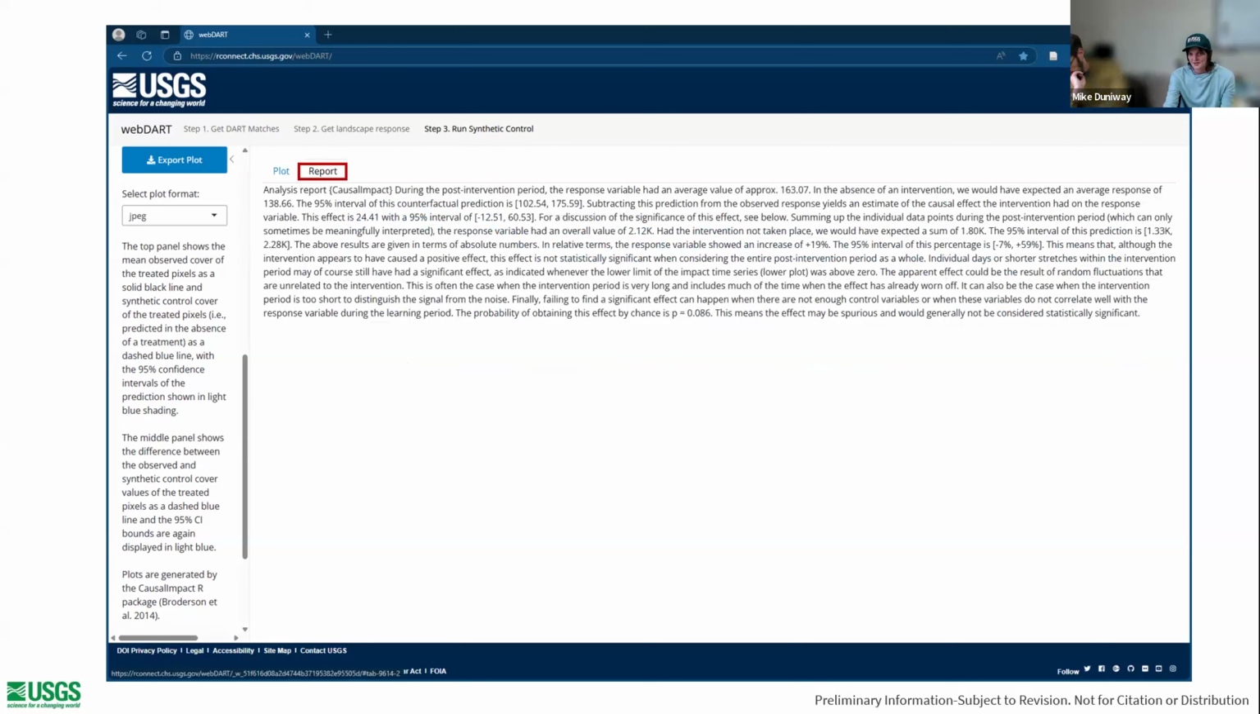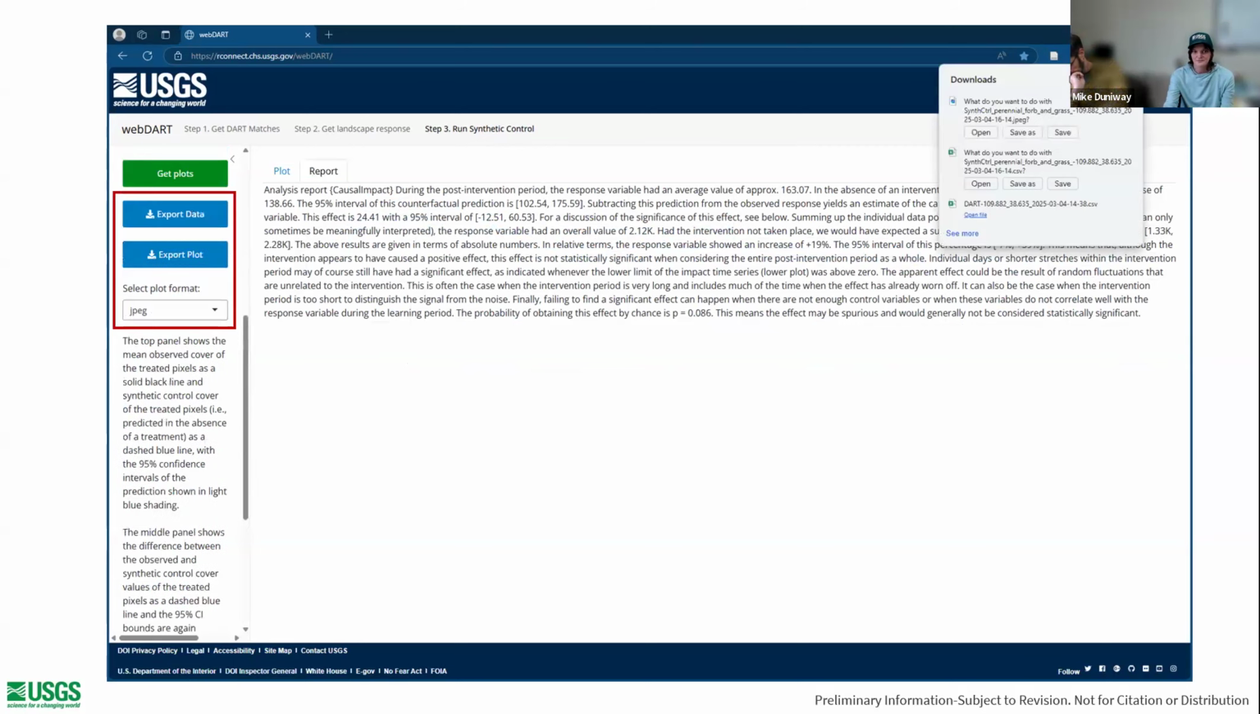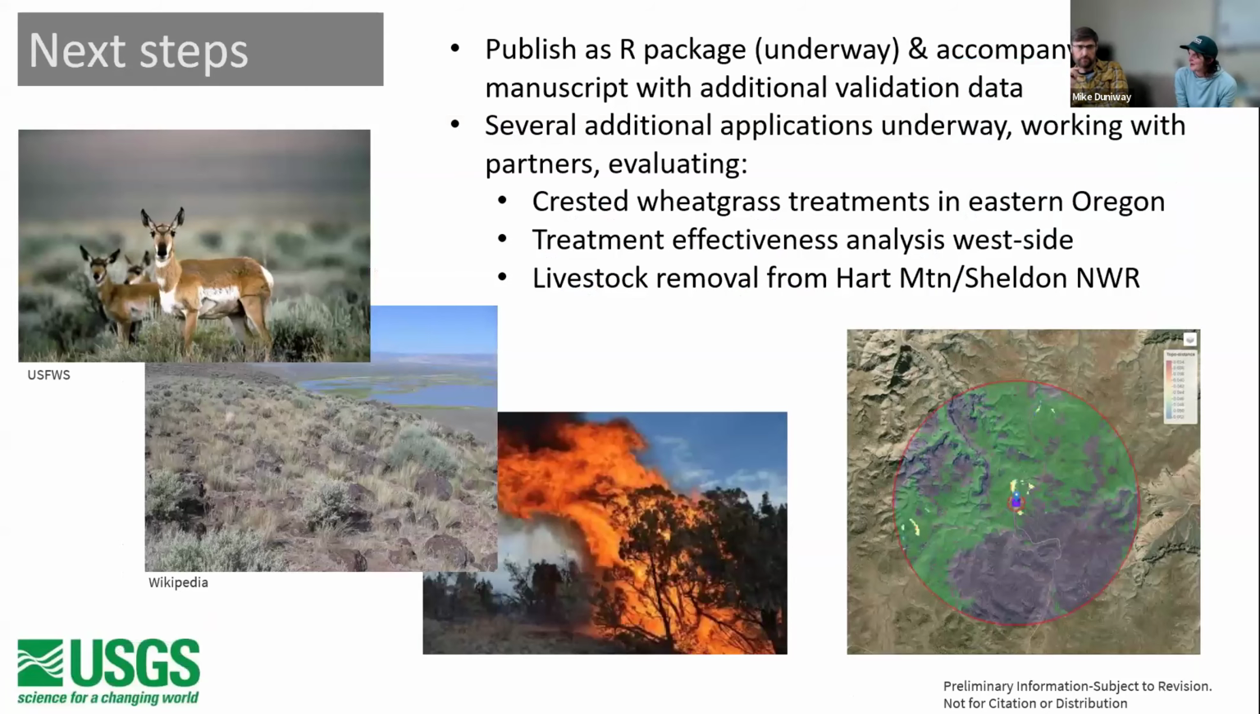We also get a report that's generated by the CausalImpact package that we're using to produce these plots. Once you have that counterfactual information, you can export the model summary as a CSV. You can also export those plots as well. All right, thank you. Back to you, Mike.